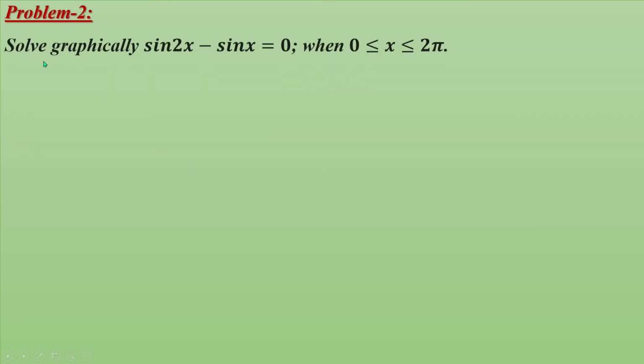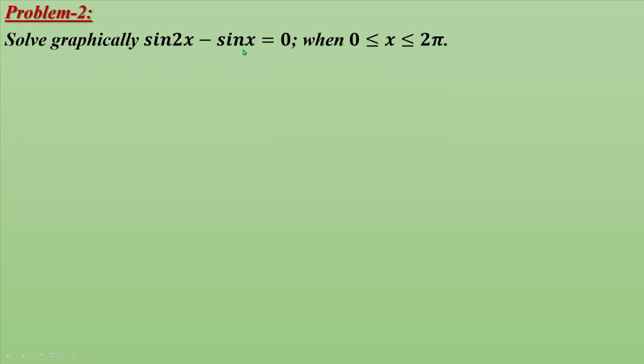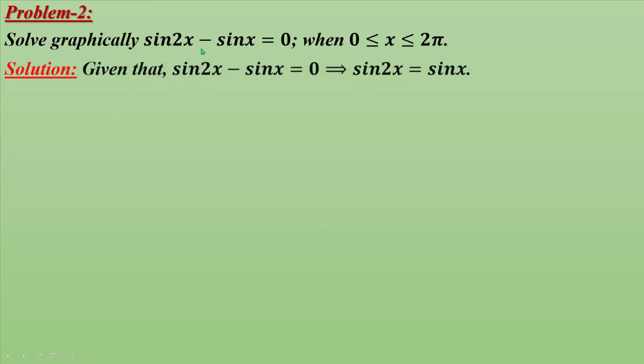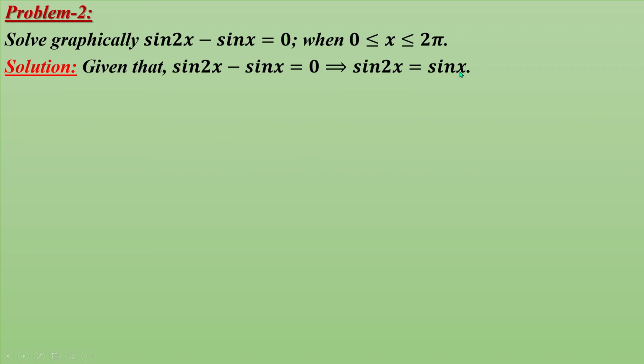Now follow another problem. Solve graphically: sin 2x minus sin x equals 0, when x is greater than or equal to 0 and less than or equal to 2 pi. Here the angle is given in radian, so we have to use radian. Remember this. Given that sin 2x minus sin x equals 0, or sin 2x equals sin x, let y equal sin 2x and y equal sin x. Therefore we can write y equals sin 2x, y equals sin x. That means we have to draw two graphs for y equals sin 2x and y equals sin x.